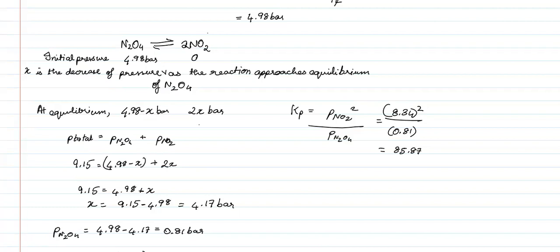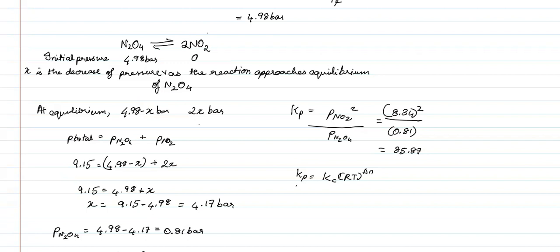Now we need to calculate the value of Kc. Basically, you can just substitute. So we know the relation between Kp and Kc. You actually learned this in a previous video. So Kp equals Kc into RT to the power delta N. That is the total difference in number of moles, which is 2 minus 1, which is equal to 1.